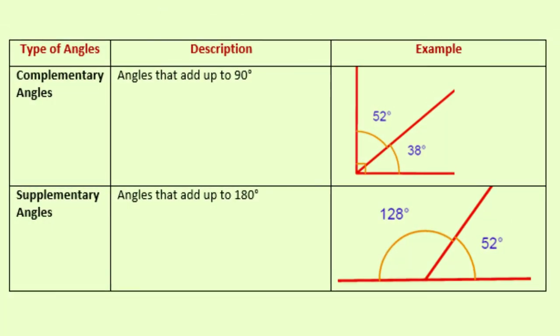Here you can see the summarized forms, and it will help you to memorize the formula. Complementary angles are angles that add up to 90 degrees. You can see 52 degrees and 30 degrees make 90 degrees, so they are complementary. And in the same way, supplementary angles 128 degrees and 52 degrees together make 180 degrees. So we can say from here that these two angles are supplementary to each other.